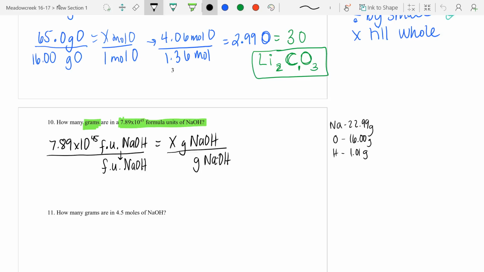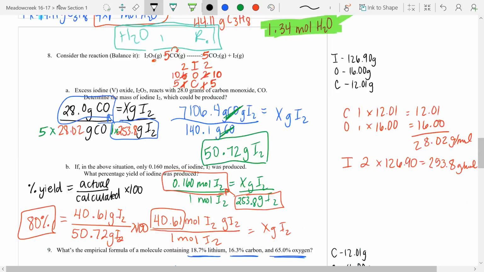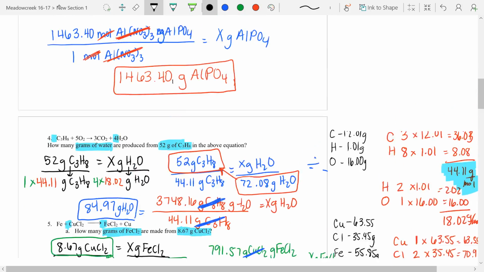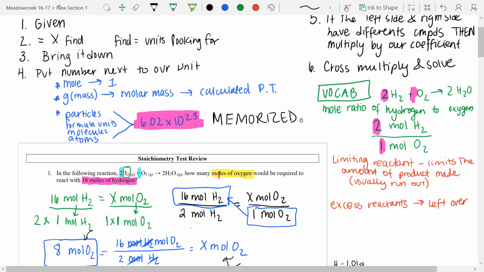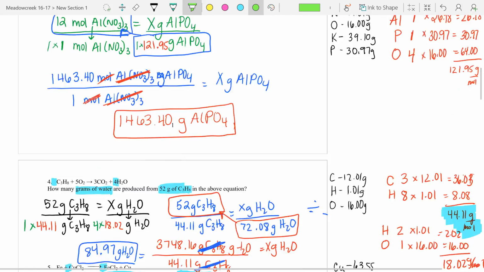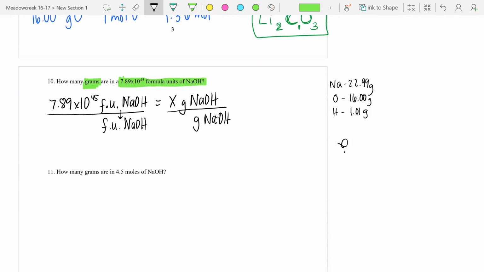If we look up at step number 4, we can see the word formula units right here. And that means we're going to write Avogadro's number, which you should have memorized, by our formula units. So we're going to scroll back down to our problem, and we're going to write Avogadro's number right here, 6.02 times 10 to the 23 formula units.